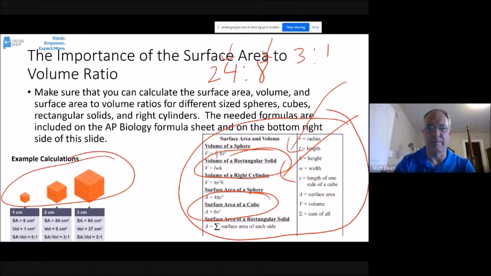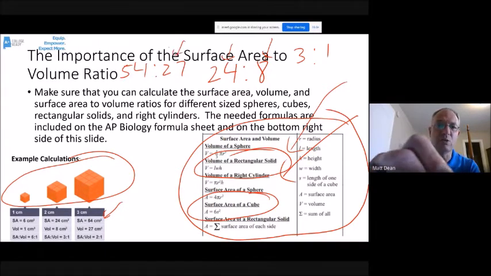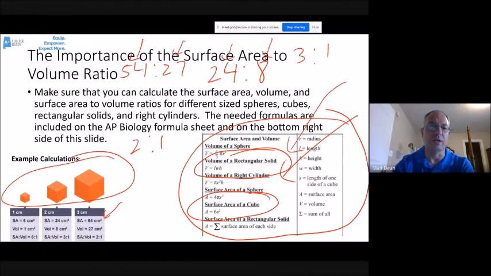of 3 to 1. For the biggest cell, the 3 centimeter cell, square 3 to get 9, multiply that by 6 to get 54 centimeters squared of surface area. For the volume, length times width times height, so 3 times 3 times 3. So you end up with a surface area to volume ratio of 54 to 27. Again, you want to reduce that like you reduce fractions. So divide both sides by 27 to end up with a surface area to volume ratio of 2 to 1.